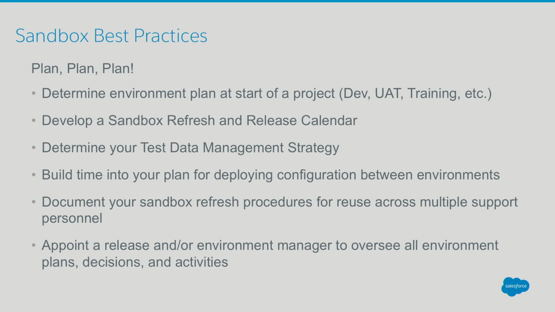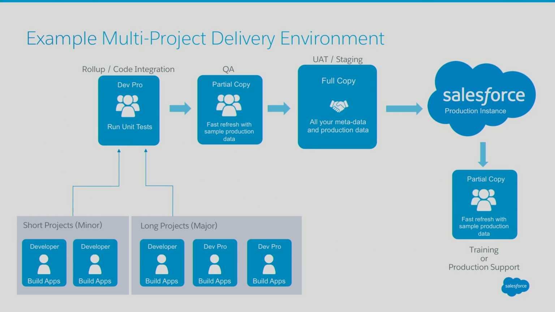So now that we know some best practices, let's take a look at a sandbox architecture. This is one that's very common here at Salesforce, although there's no one-size-fits-all. You'll need to determine what's the best design for you. But this is a great example of a multi-project delivery environment. At Salesforce, we like to talk a lot about doing multiple concurrent releases on the platform. Typically, that takes the form of minor or major releases, or minor and major releases. In this case, you can see that we have some short projects happening and a couple developer sandboxes in our minor release, while some of our longer projects are happening in a dev and a couple dev pros.